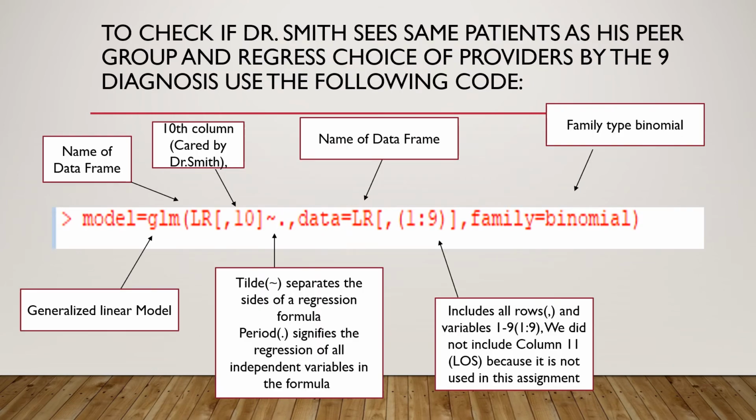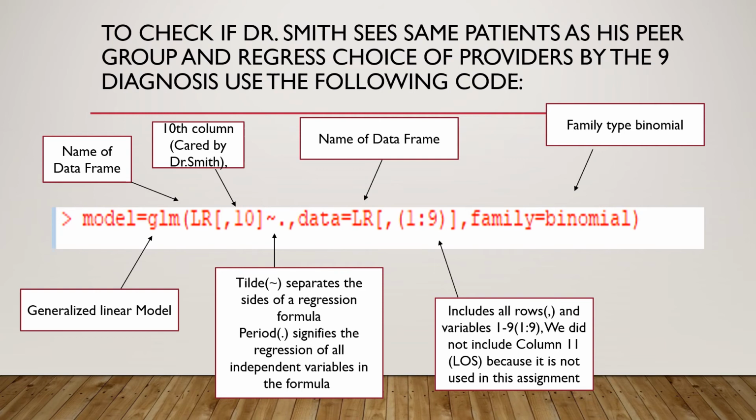To check if Dr. Smith sees the same patients as his peer group and regress choice of providers by the 9 diagnoses, we use the following code. In this code, we have GLM, which stands for Generalized Linear Model. We have LR, which stands for the name of the data frame. We have 10, which represents the 10th column, cared by Dr. Smith on the Excel spreadsheet. We have the type of family, which is binomial. And we have 1:9, which includes all rows and variables 1 through 9.